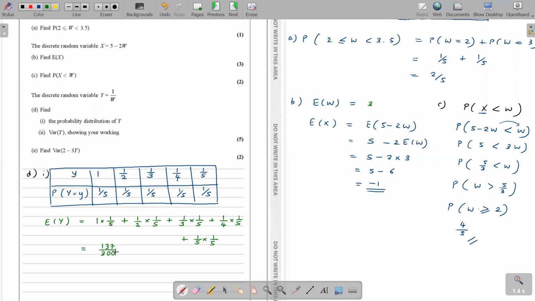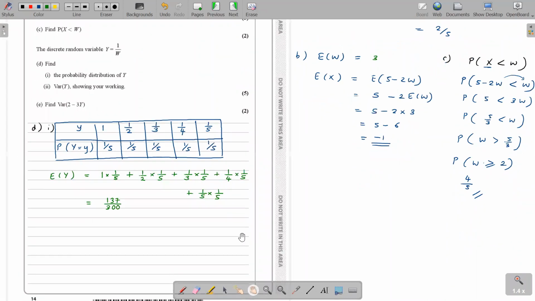So to find variance of y, what is the next thing I need to find? I have to find EY square. EY square means you square the y value and multiply with the probability. So what's our y value? 1. So 1 square into 1 over 5. Next one, half square into 1 over 5. Next y value is 1 over 3 square into 1 over 5. Next one, 1 over 4 square into 1 over 5. Next one, 1 over 5 square into 1 over 5. Can I have the answer?